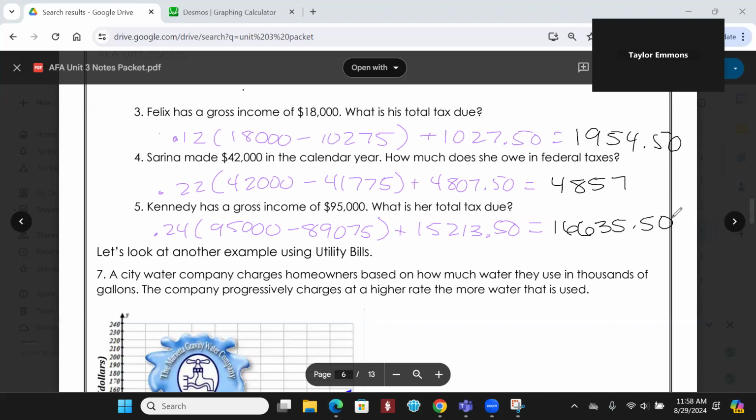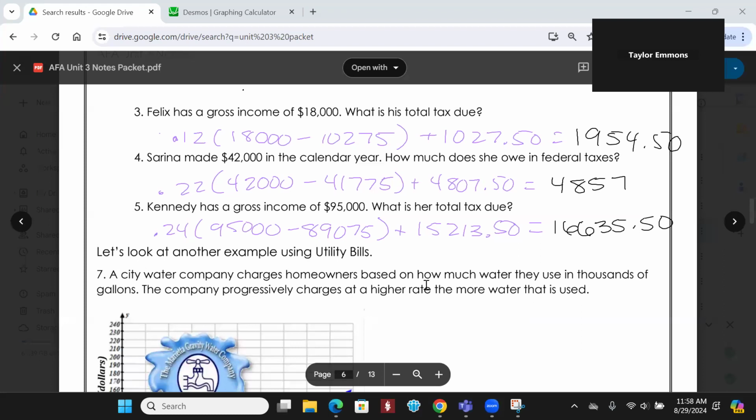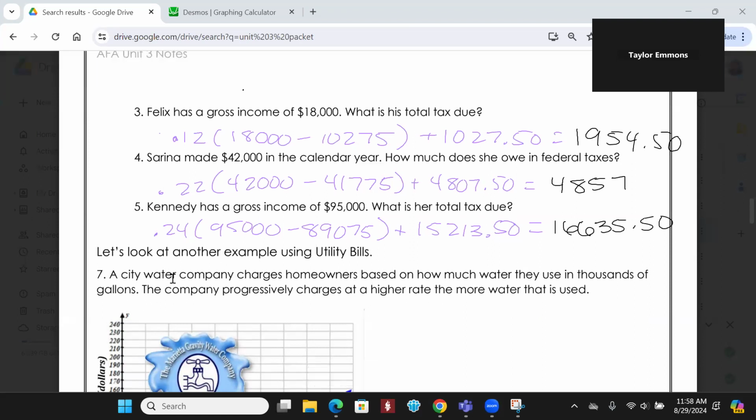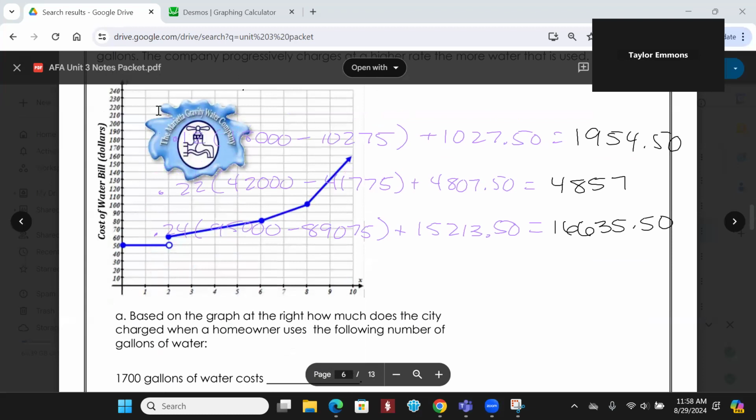Okay, cool. All right, let's go ahead and look at the next problem. So this is a piecewise function, and it's talking about utility bills. A city water company charges homeowners based on how much water they use in thousands of gallons. The company progressively charges at a higher rate the more water that is used. This is actually what happens. Like if you use no water to like 10 gallons, it's the same base rate, and then it goes up from there. Fun fact.